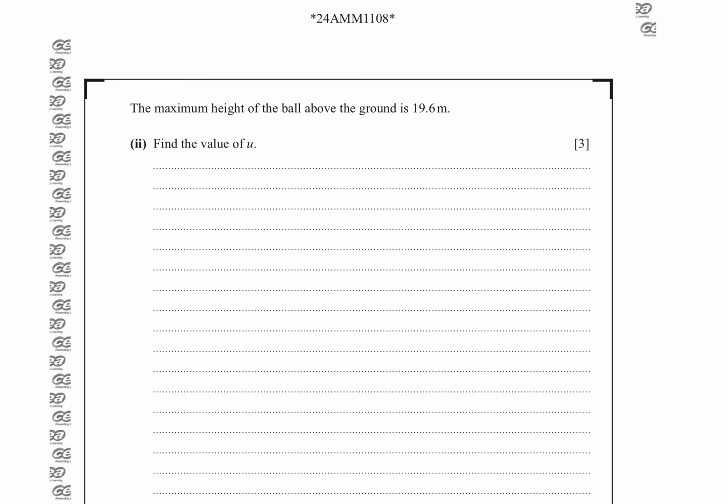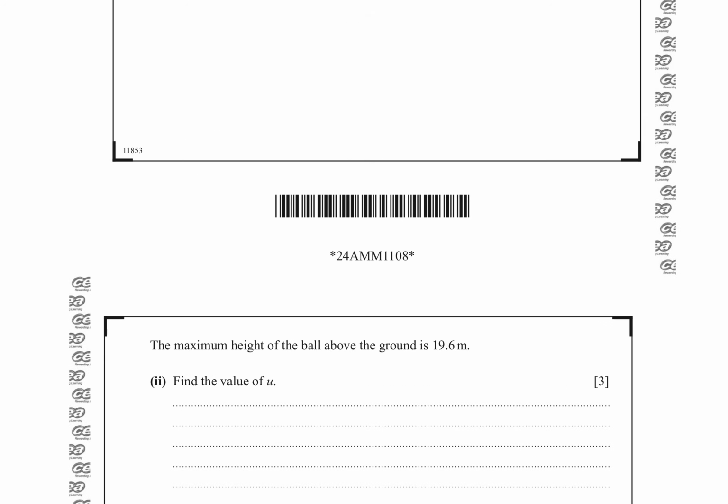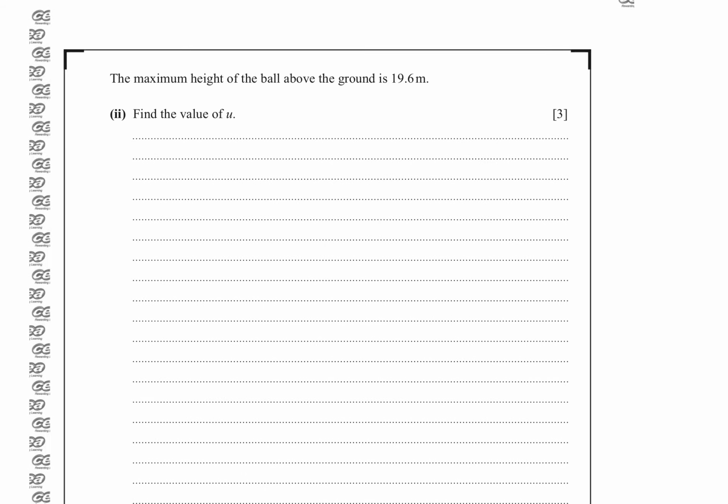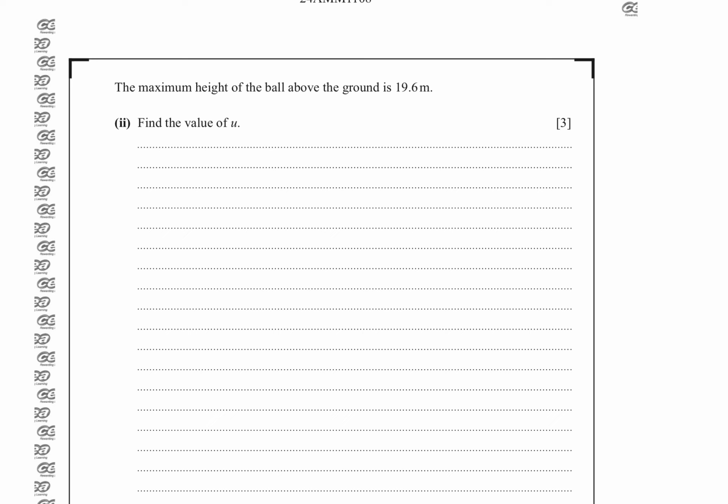It says in the next one, the maximum height above the ground is 19.6, and it was thrown from ground level. Let's just check that. The ball was projected vertically upwards from ground level. So then we can just get cracking with this. If it's thrown vertically upwards, its initial speed was u, and the maximum height was 19.6. Remember the whole time was 4, so the time to get to the maximum height is going to be half of that.